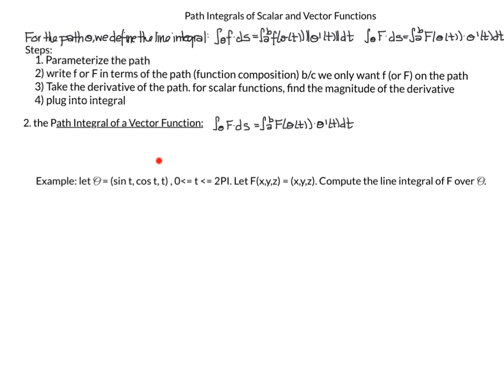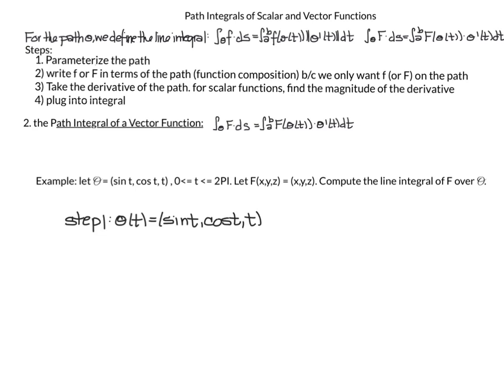Let's compare that to the same sigma, sine t, cosine t, t, where t goes between 0 and 2 pi. But now let's look at a vector function. We take the vector xyz and we spit out the vector xyz. It's sort of like an identity function. We want to compute the line integral of f over sigma.